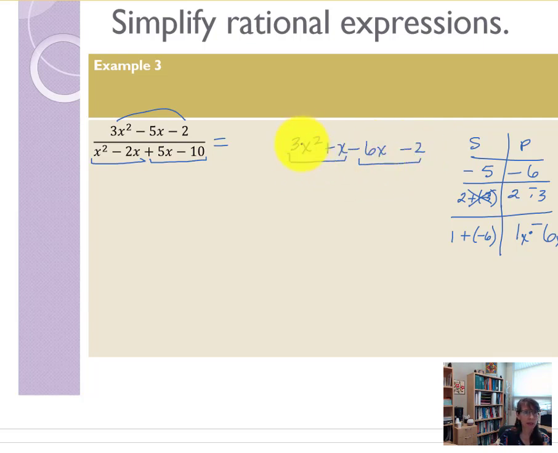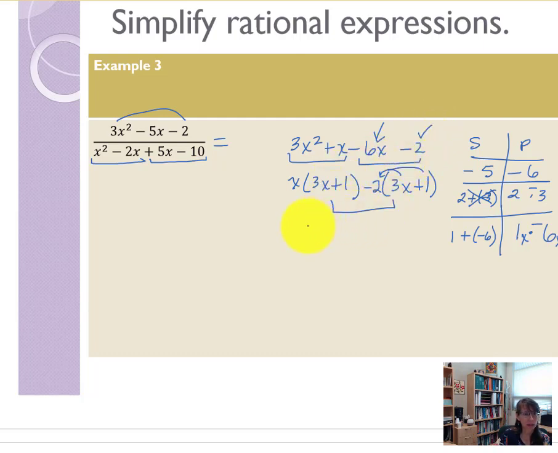We have grouping now. In our first group, x is in common, leaving 3x plus 1. That means 3x plus 1 should be the common factor in our second group. 3x times something needs to match negative 6x, so it looks like we need minus 2. Is 1 times negative 2 a match for the last term?